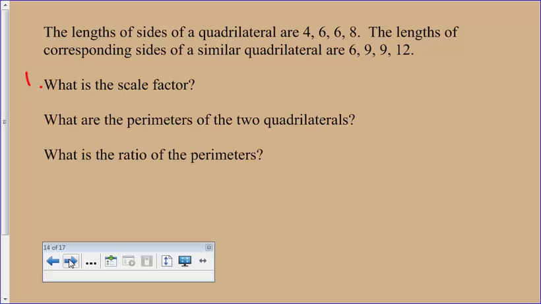All right, so we're going to use this given information to answer 3 different questions. The first one is, what is the scale factor? The second one talks about the perimeters. And the third one talks about the ratio of the perimeters, because we're going to do this before we get into 2 other problems. So remember, scale factor is the simplified side length ratio.